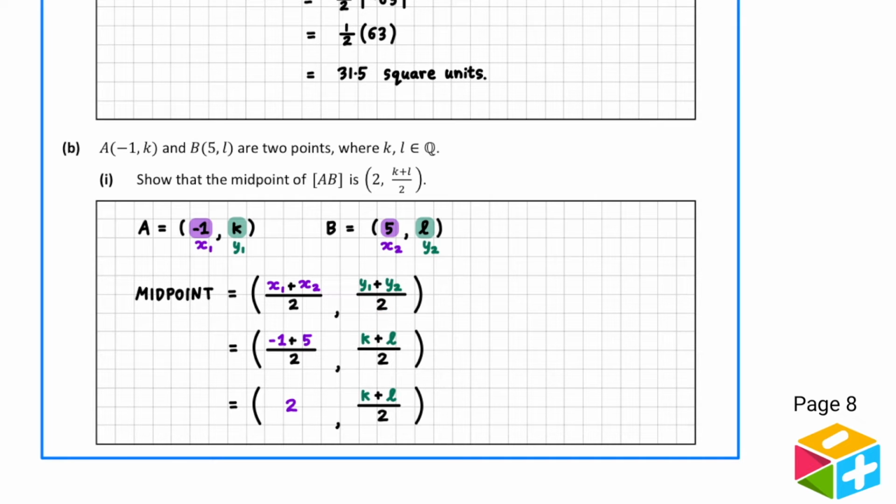Our first point is A, which is equal to minus 1, comma, k. We'll label the minus 1 as x1 and the k as y1. Our second point is B, which is equal to 5, comma, L. We label the 5 as x2 and the L as y2. Let's sub these values into the midpoint formula.